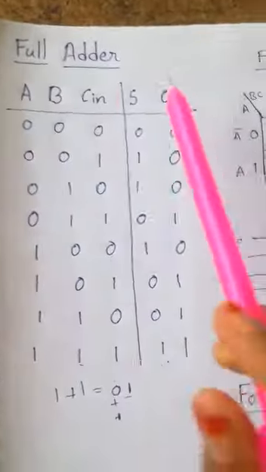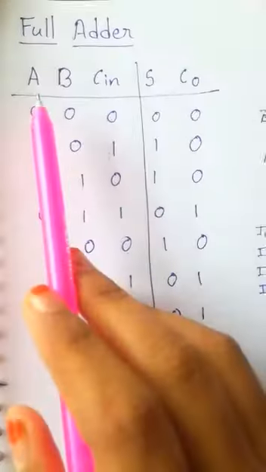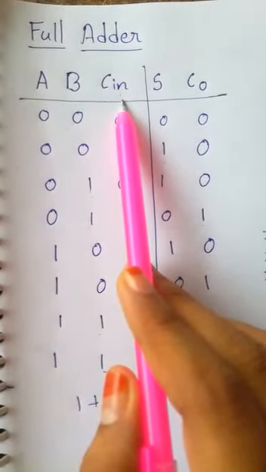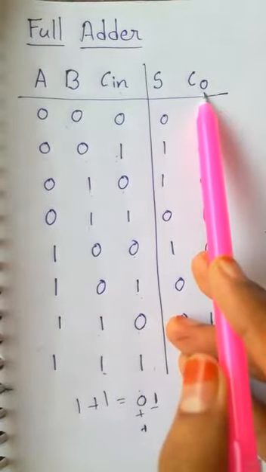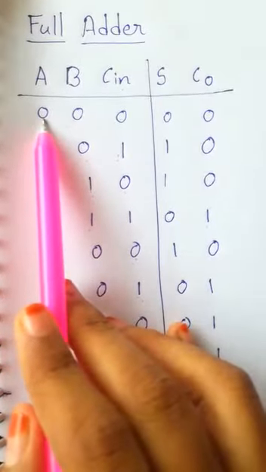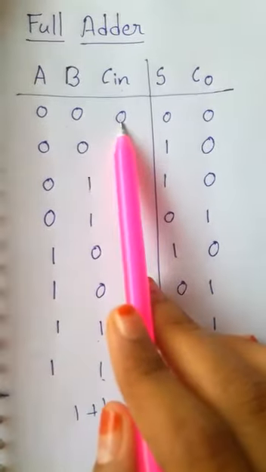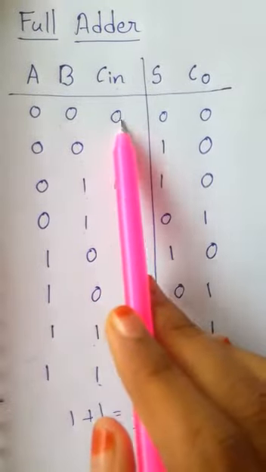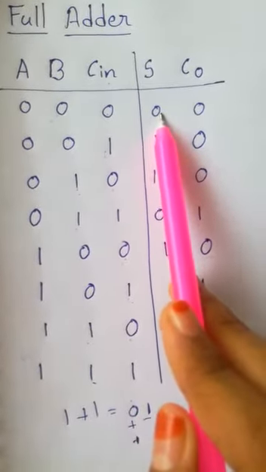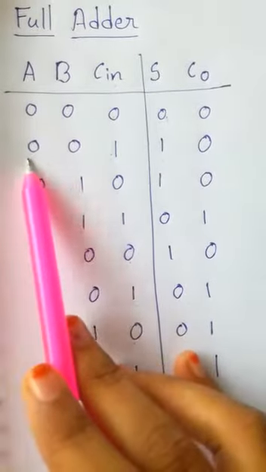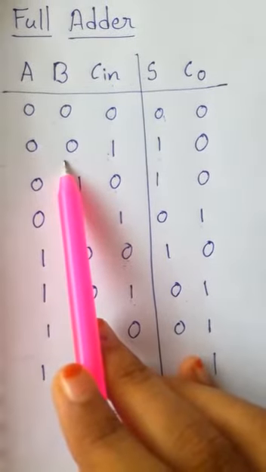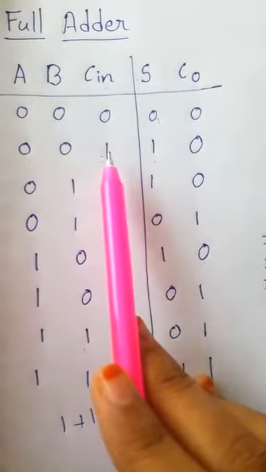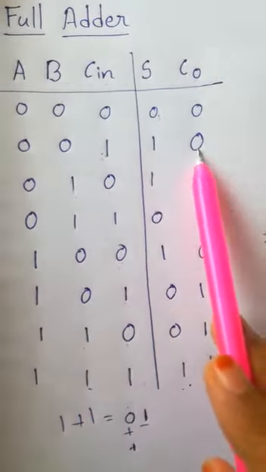Now we are going to learn about the full adder. In a full adder, we take 3 inputs A, B, C, and we calculate their sum and the carry out. Now we have taken A as 0, B as 0, C in as 0. Therefore 0 plus 0 is 0, 0 plus 0 is 0. Therefore the sum is 0 and carry is 0. Now we take A as 0, B as 0, C as 1. 0 plus 0 is 0, 0 plus 1 is 1. Therefore sum is 1 and carry is 0.